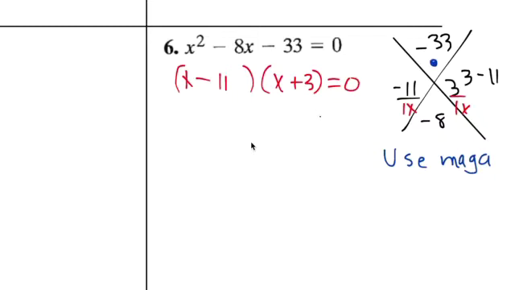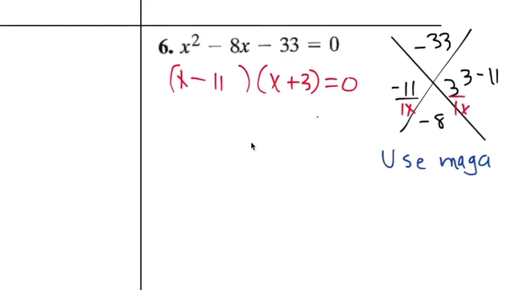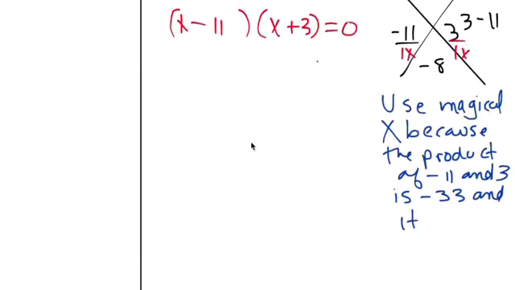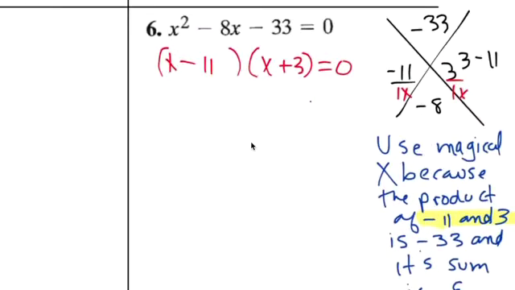This is the product of A and C. Magical x, because the product of negative 11 and 3 is negative 33, and its sum is negative 8, because its sum right here is negative 8. That's why we can use magical x.